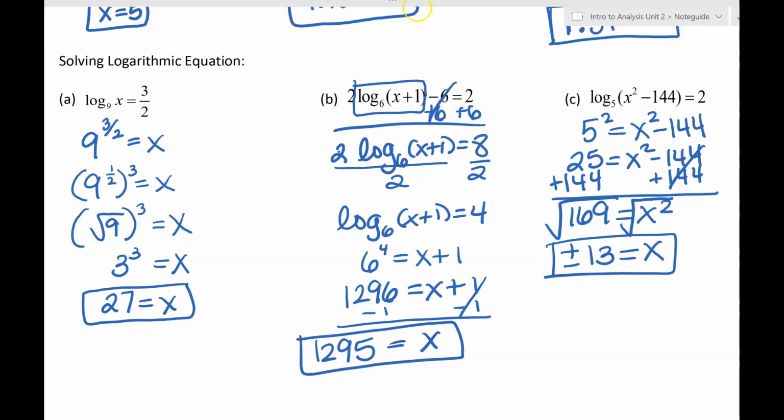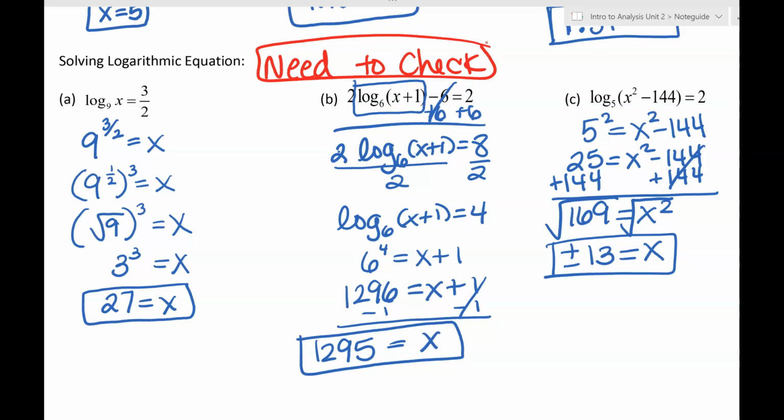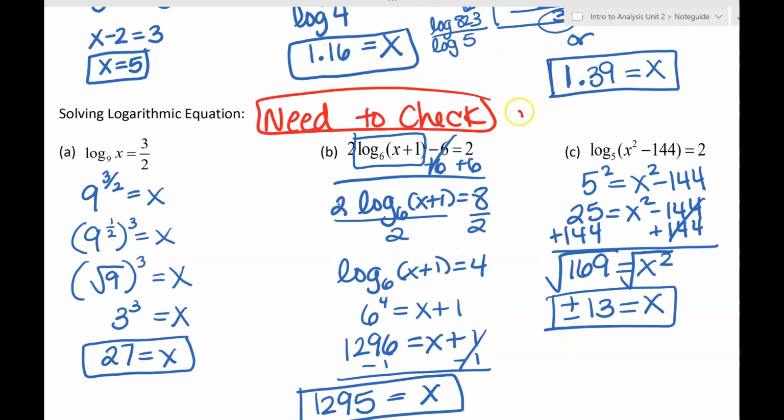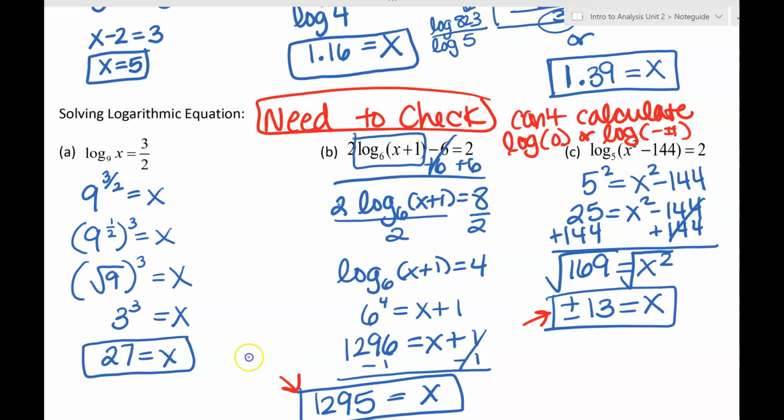Now, one note about the log problems that I'm not going to make about the exponential problems is that you need to check your answers. Just like square roots, okay? Remember how with square roots, we would work through it, we think we did everything right, and it's possible that we just make an extraneous solution? That's because square roots have limitations. Logs have limitations. Remember, you can't calculate log of 0 or log of a negative number.